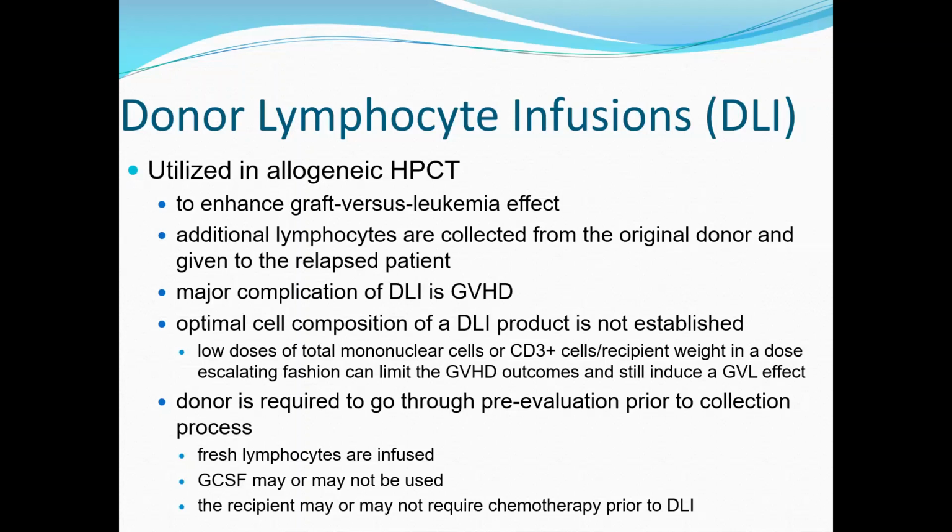So for the optimal cell composition of the DLI product, a low dose of total mononuclear cells is used, CD3 per recipient weight, into the dose. So we escalate the dose, which can limit GVHD and still induce the GVL effect. The donor is required to go through pre-evaluation prior to the collection process; they may require GCSF or may not, and the recipient may or may not require chemotherapy prior to DLI.